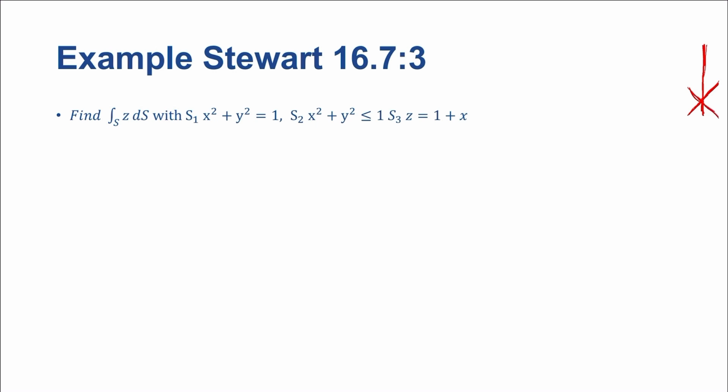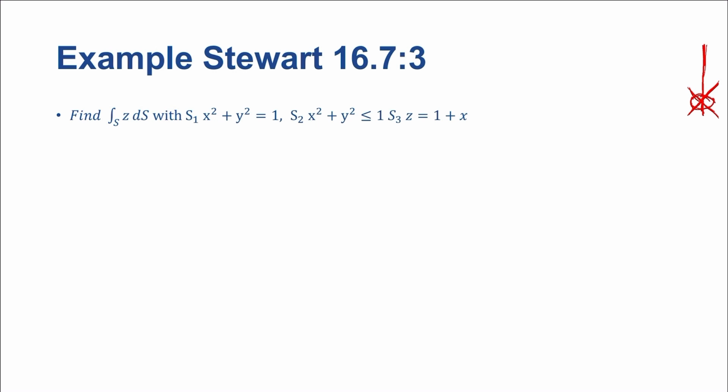Anyways, we're given the first surface, and this is given by the unit cylinder, so we can draw a cylinder in here, and the second surface is x squared plus y squared less than or equal to 1. So that's the second surface. And then the final third surface is z equals 1 plus x.